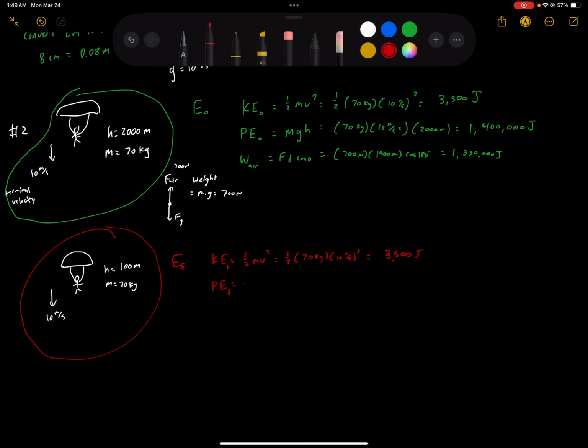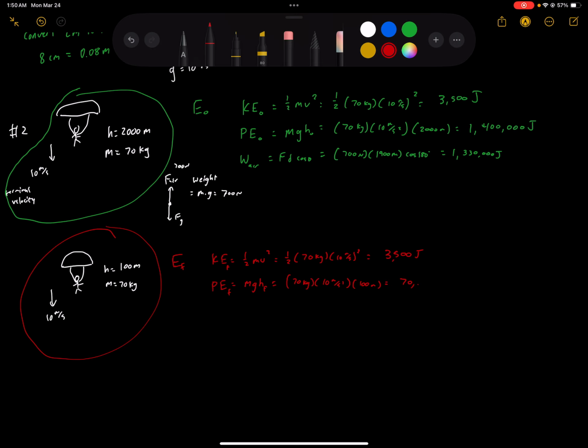The final potential energy, well, it's going to be a lot less because I put HF. This is going to be H naught, so his initial height and his final height. It's going to be a lot less because now he's only 100 meters above the ground. So again, it's 70 times 10 times 100. In this case, we get 1,000 times 70, so that's going to be 70,000.